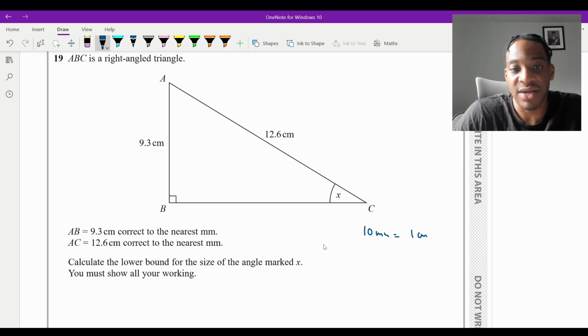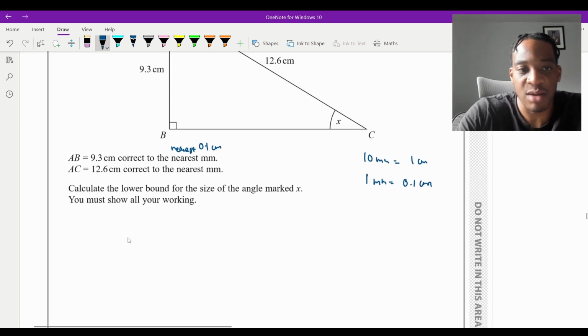So it says nearest millimeter, which is 1 millimeter. So 1 millimeter, we would just divide by 10, which is the same as 0.1 centimeters. So when they say nearest millimeter and it's given in centimeters, you can just replace this with nearest 0.1 centimeters, right? And essentially that just means that you're rounding this number to 1 decimal place.